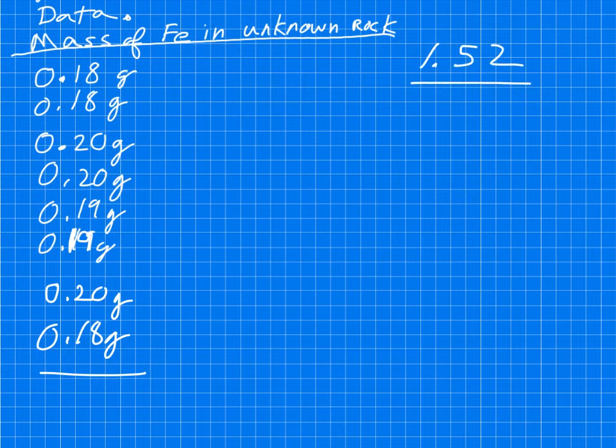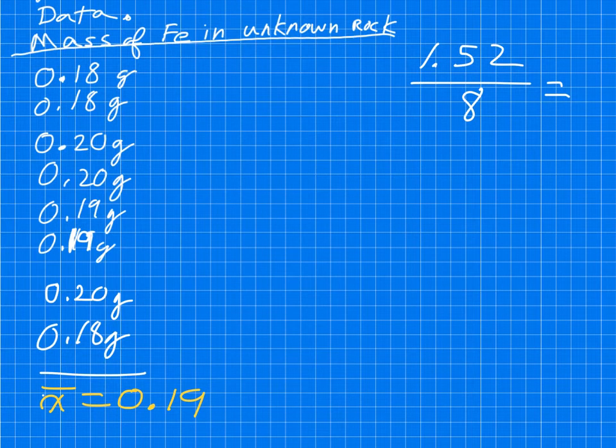Then how many data points do I have? I've got 1, 2, 3, 4, 5, 6, 7, 8. Let me count again. 1, 2, 3, 4, 5, 6, 7, 8. So I've got 8 data points. So 1.52 divided by 8 gives me an average of 0.19. Now, all your numbers will not work out this pretty.